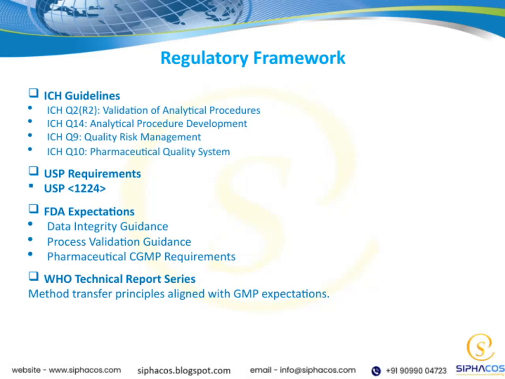Let's take a closer look at the regulatory framework guiding our work. We rely on key ICH guidelines, like Q2 for validating analytical procedures, Q14 for developing them, Q9 for managing quality risks, and Q10 for maintaining a pharmaceutical quality system. On top of that, USP sets specific requirements, such as those in Chapter 1224. The FDA adds its expectations, focusing on data integrity, process validation, and CGMP compliance. Finally, the WHO provides technical guidance to ensure method transfers meet good manufacturing practices. Together, these form the backbone of our quality approach.